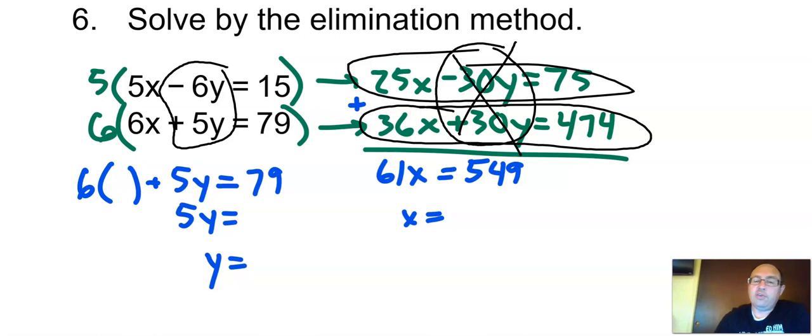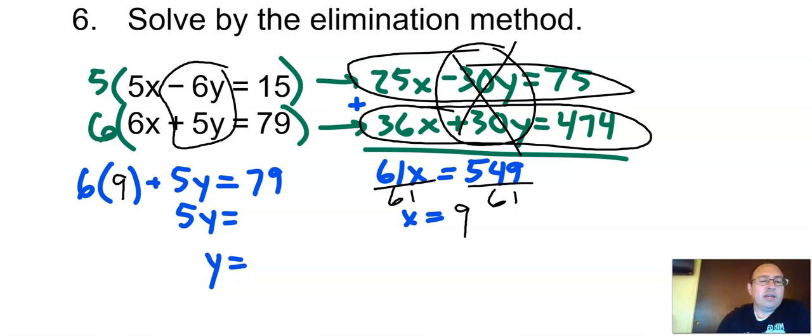And then you add all your x's, you get 61x. And if you add your constants, 75 and 474, you get 549. And if you divide by 61, oh my goodness, we get 9. Pick your favorite equation. I picked the bottom one because it only had positives. But it doesn't matter. You can pick the top one if that makes you feel better. It'll work just as well.